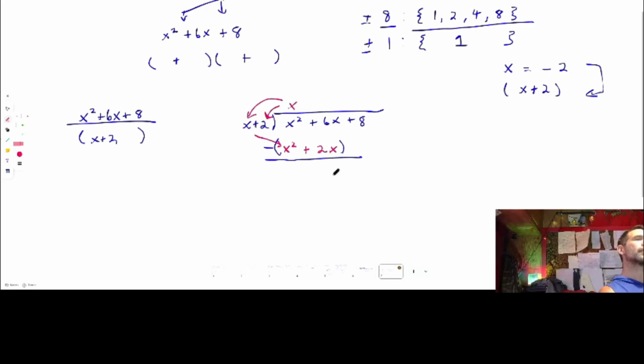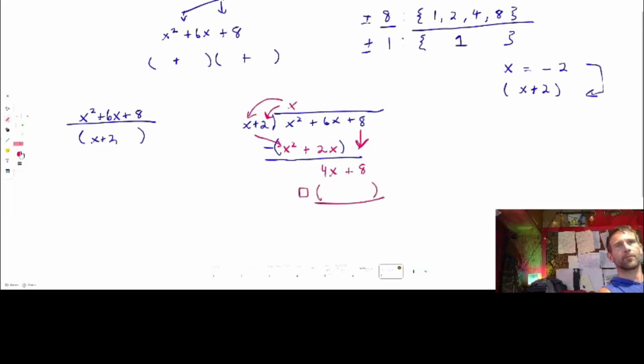4x. Good. Thank you for not saying 0, because we already knew that. That's why we put that there. And then you do what over here? You drop. What do we do with that? Bring down the positive 8. Very good. And then we put what here? What goes right here? And what goes right here?